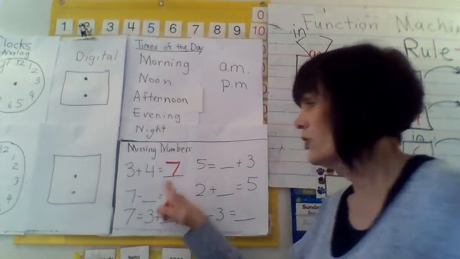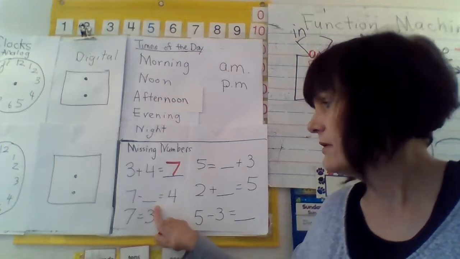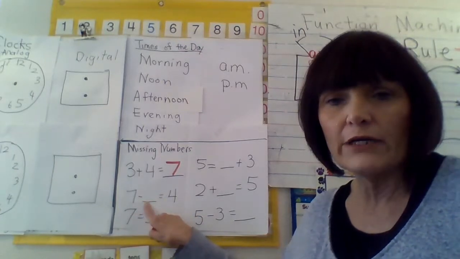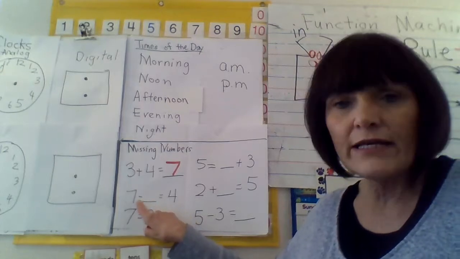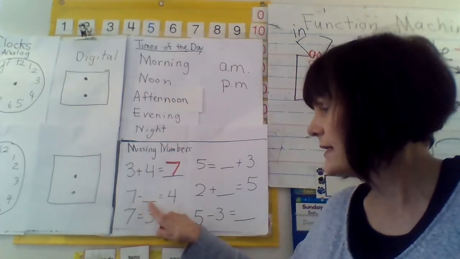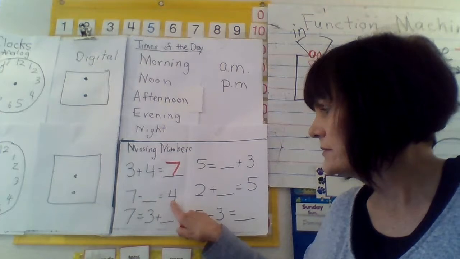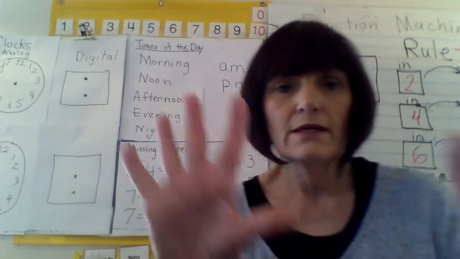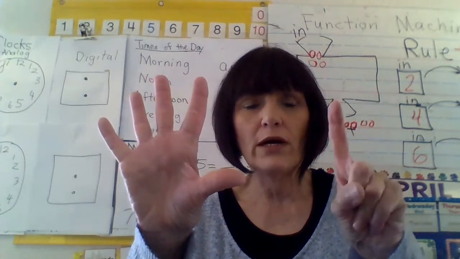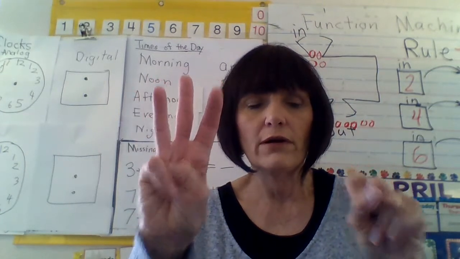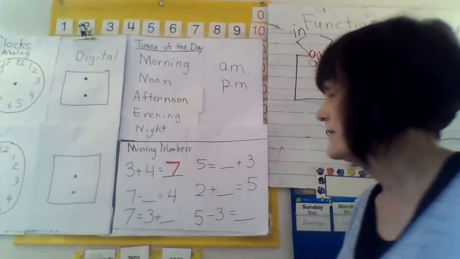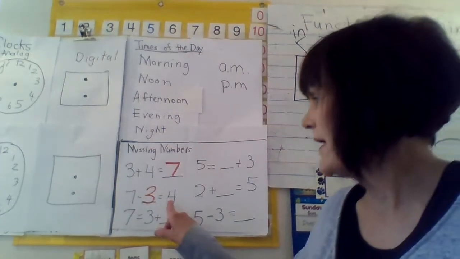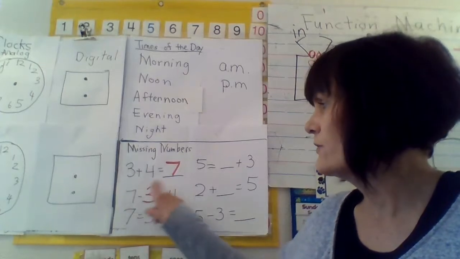All right. Going down in this same column, this is a subtraction, but the missing number is right here. 7 take away what equals 4? Well, let's think about that. If I have 7, and I take 4 away, 1, 2, 3, 4, how many are left? 3. All right, now I can check that answer by adding 3 plus 4, and I know the answer is 7.